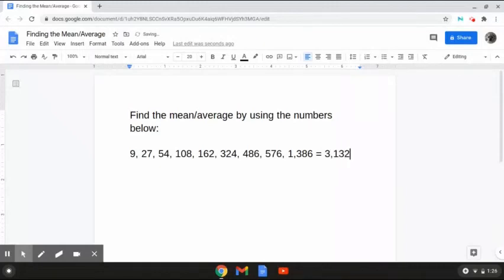3,132. Then, from here, in order to find the mean, we're going to take the 3,132 and divide it by the total value of numbers, which is 9. So 3,132 divided by 9, that'll give us 348. So 348 is the mean/average for this problem, because 3,132 divided by 9 will give us 348. And that is how to solve this problem.